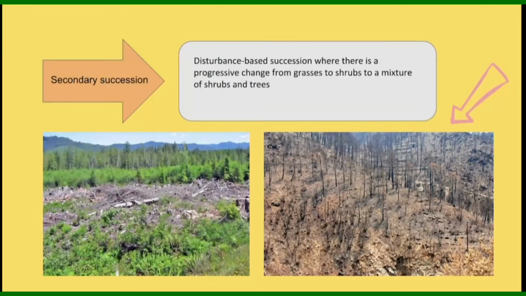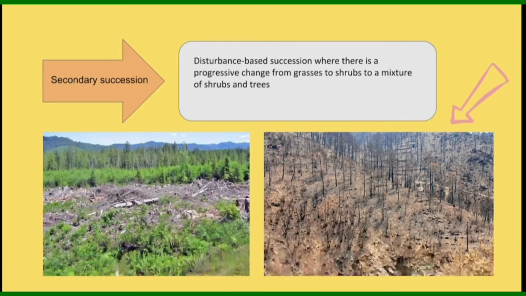Next, secondary succession. To easily differentiate between primary and secondary succession, secondary succession happens when a place has had some sort of disturbance, where there is progressive change from grasses to shrubs to a mixture of shrubs and trees. It is actually the same process as primary succession, but secondary succession starts after that place undergoes destruction. Examples of disruption are flood and fire, and also disruption caused not only by natural disaster but also by humans, such as deforestation.